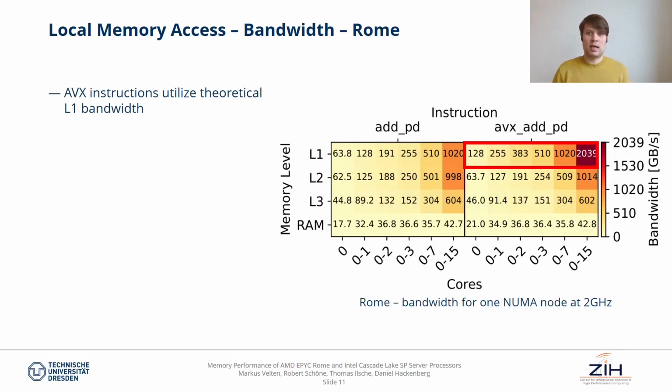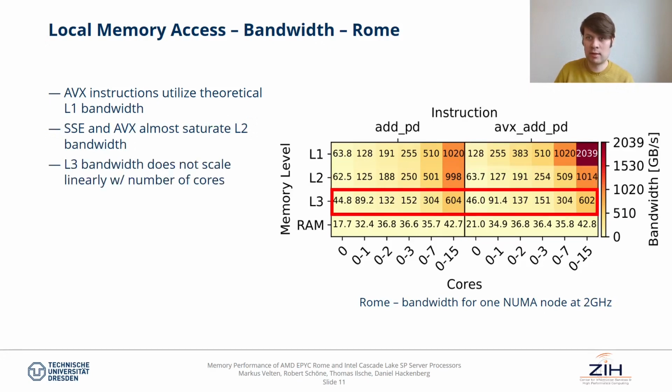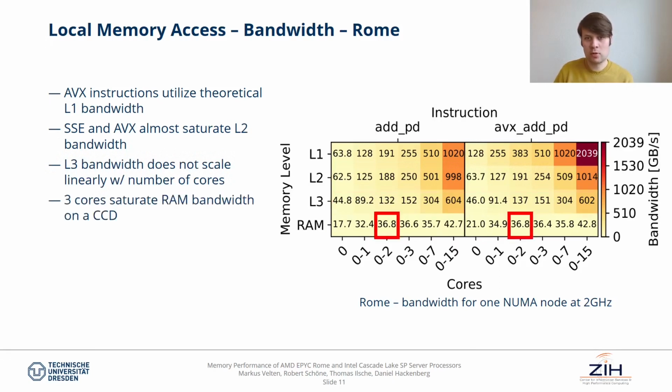Let's take a look at the cache bandwidth for cache and main memory accesses. We see that AVX instructions are able to utilize the theoretical L1 bandwidth. SSE comes very close. SSE and AVX almost saturate the L2 bandwidth, and the L3 bandwidth does not scale linearly with the number of cores. Only 3 cores out of the 8 of a single CCD are enough to saturate the main memory bandwidth.